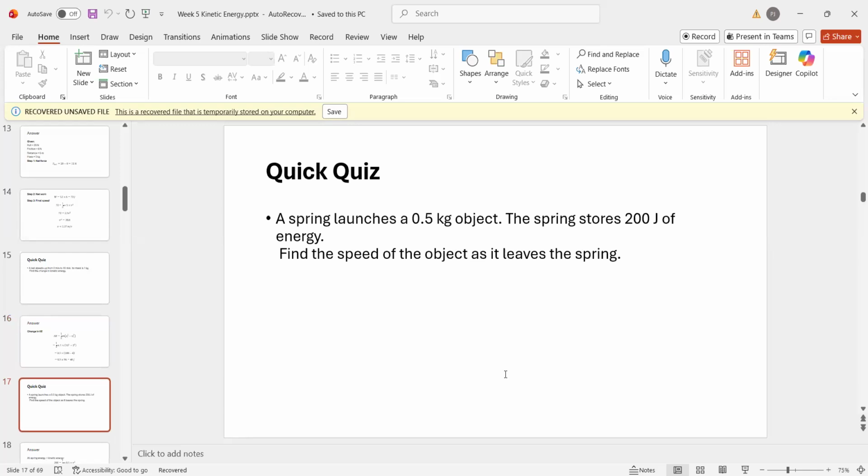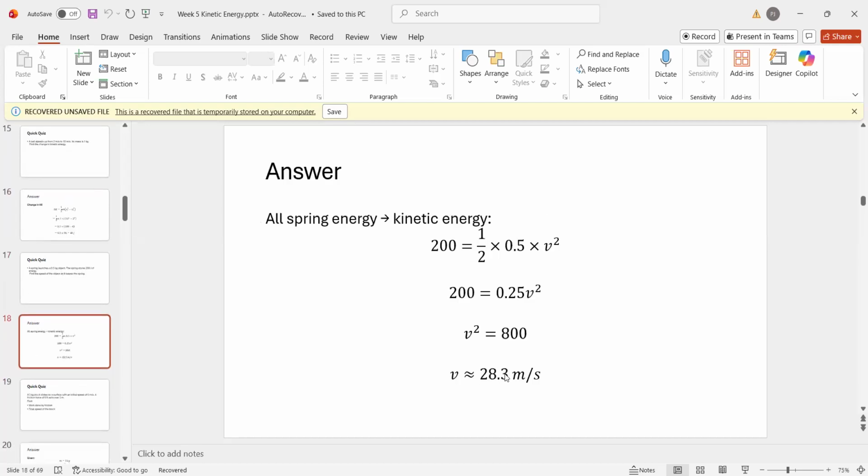A spring launches a 0.5 kilogram object. The spring stores 200 joules of energy. Find the speed of the object as it leaves the spring. So all the spring energy is the kinetic energy. So 200, the kinetic energy is given. So you should be able to get it.